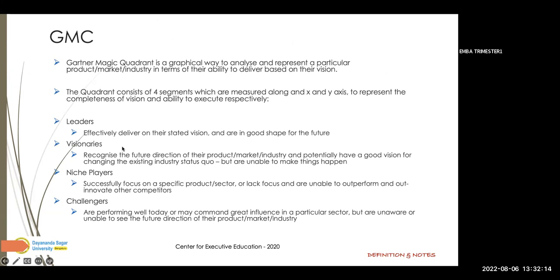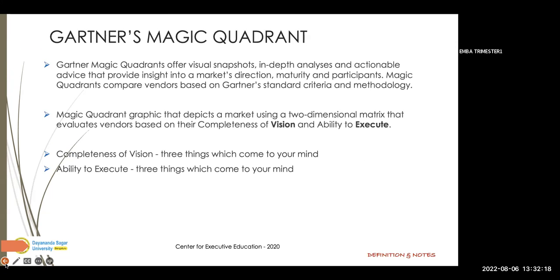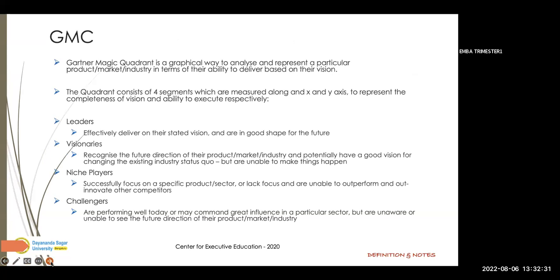Okay. So if that is one tool, how do I go back? You said we have completeness of vision and ability to execute. Do you understand the two terms? Now let's look at how they categorize any company. Any company can be categorized as a leader, a visionary, a niche player, or a challenger.